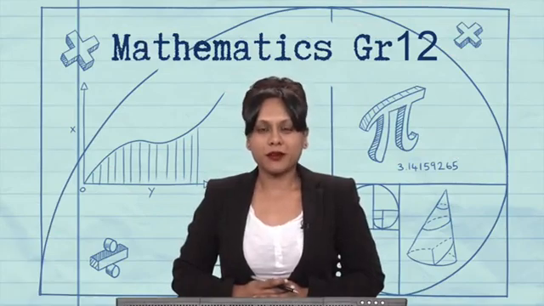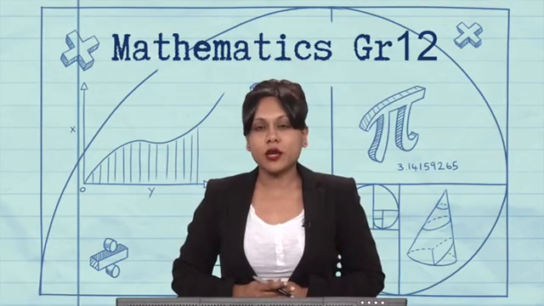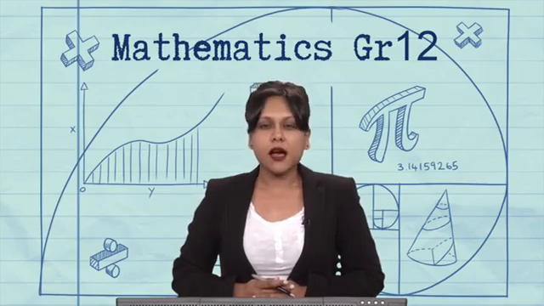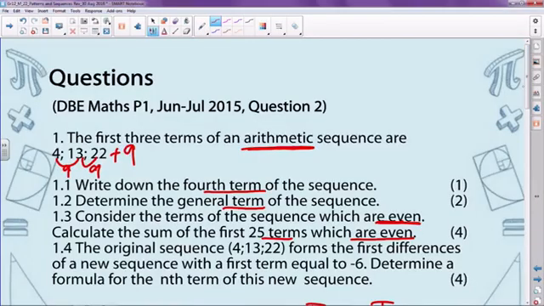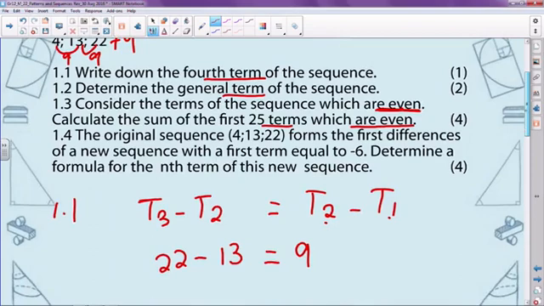Hi again, welcome back from that quick break, and now we're continuing with the first question we were looking at, a question that came from the June-July 2015 paper. This was question 2 in paper 1. All right, so the last part that we had to answer of this question, and we want to go straight into this while it's still fresh in our minds, we were told that the original sequence with the terms 4, 13, 22 forms the first differences of a new sequence with a first term equal to -6. Determine a formula for the nth term of this new sequence.